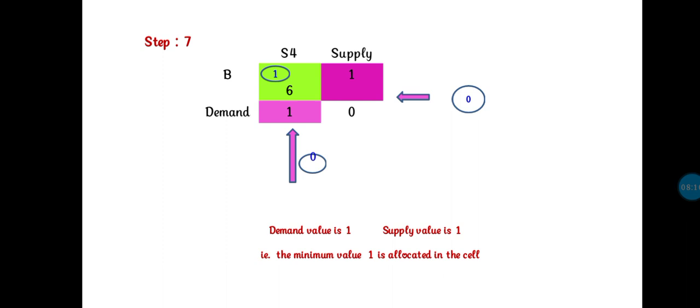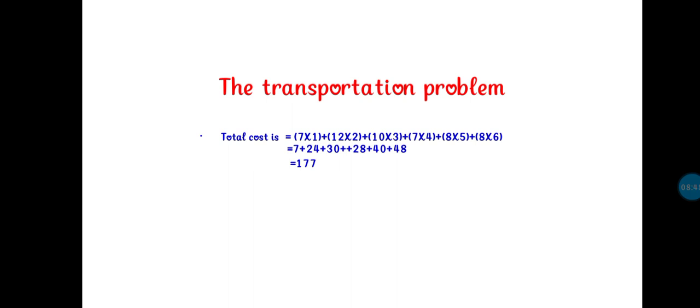So we have to cross out the entire row. Again, we continue to the last step, step 7. Here only one cell is available. The cell name is BS4. Here only 6 is the least cost. So we are going to allocate the demand and supply value here. Here both values are the same. Hence we allocate the value 1 in the cell of BS4. After subtracting this value from demand and supply, we get demand value 0 and supply value 0. So we have to strike out either row or column. And all the conditions are satisfied.